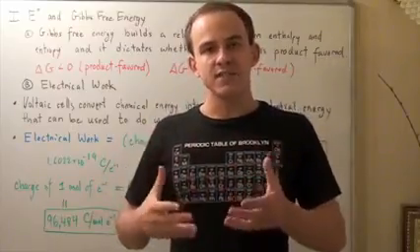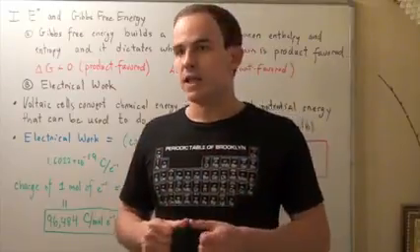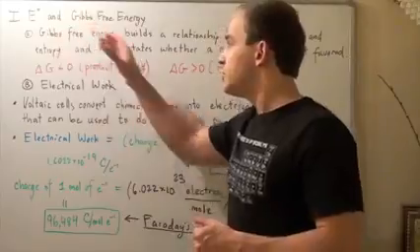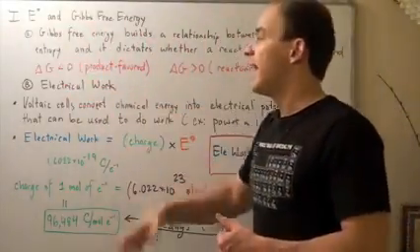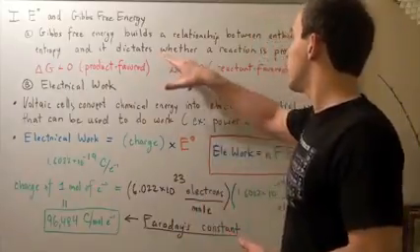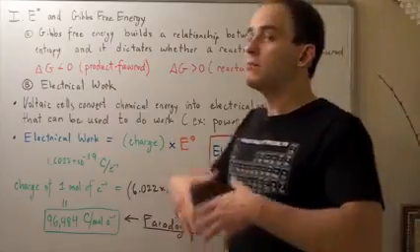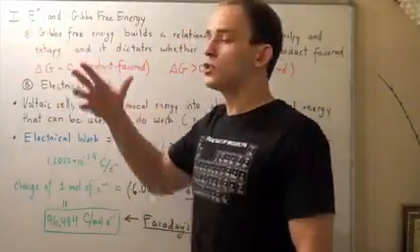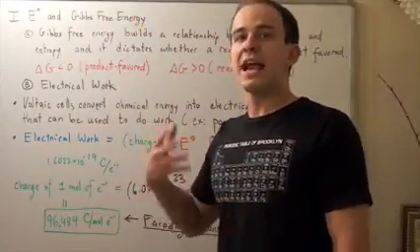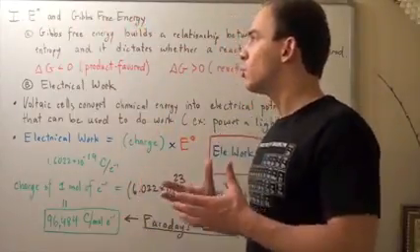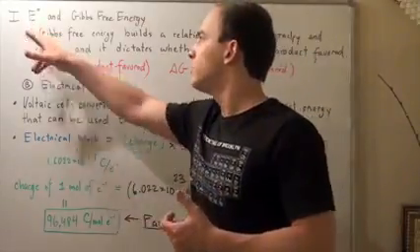Likewise, a negative cell voltage indicates a reactant favored reaction. Recall that Gibbs free energy builds a relationship between enthalpy and entropy, and it also dictates whether a reaction is product favored or reactant favored. So notice that both the cell voltage of an electrochemical cell and Gibbs free energy dictate whether or not a reaction is product favored. Therefore, we can imagine that there is some type of relationship between cell voltage and Gibbs free energy.